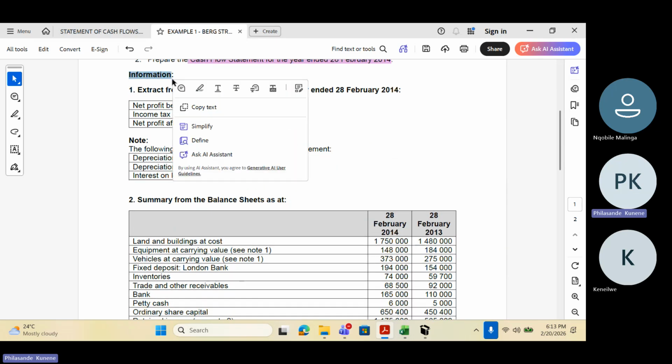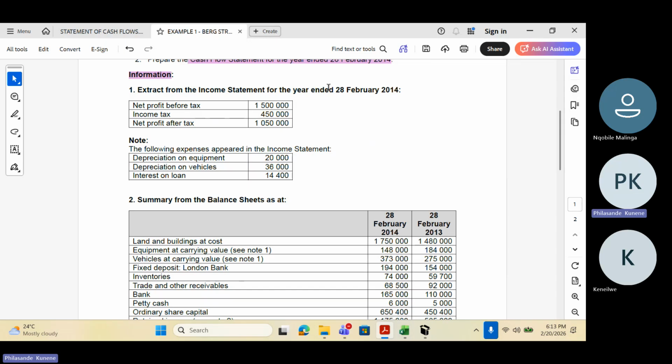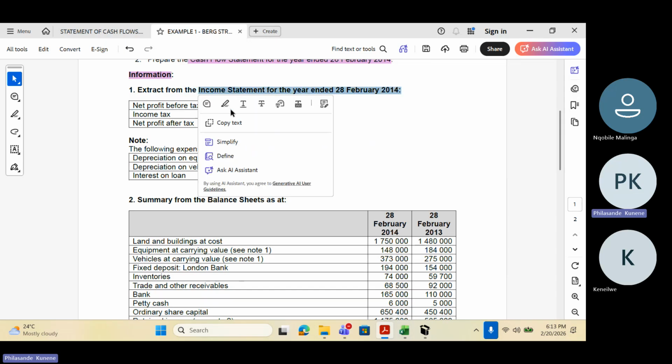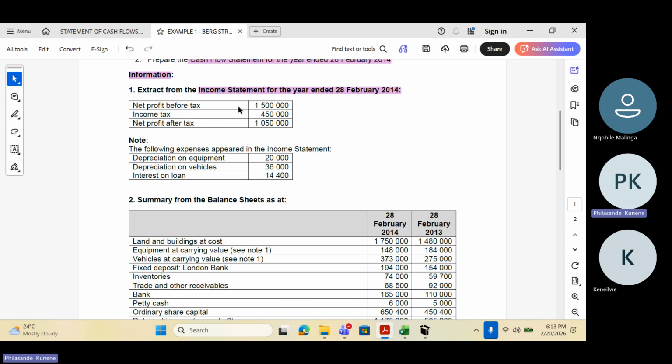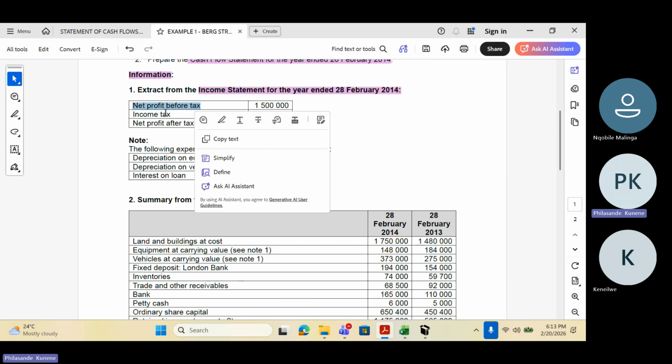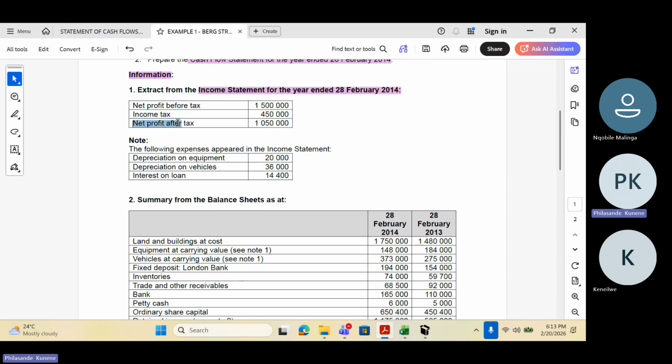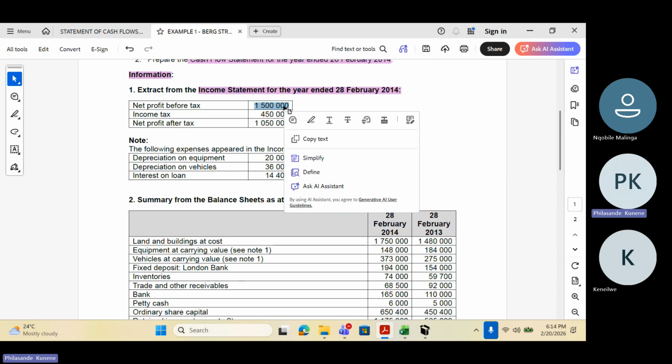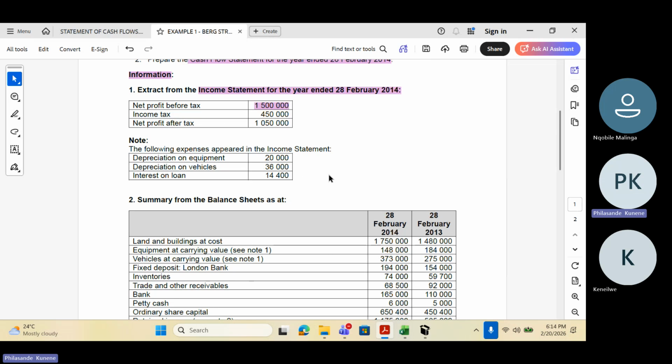So this is the information provided to us. Extract from the income statement for the year ended 28 February 2014. So this is the information that is sitting in the income statement. They gave us the net profit before tax, they gave us income tax, and they gave us net profit after tax. Okay, then they gave us a note here. The following expenses appeared in the income statement. We have depreciation on equipment that is sitting in the income statement, which means these amounts are included in net profit before tax. Depreciation on vehicles, 36,000, and then interest on loan, 14,400 rands.